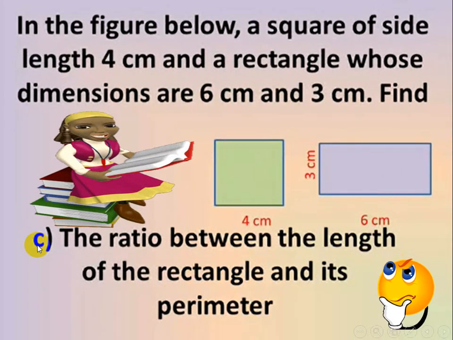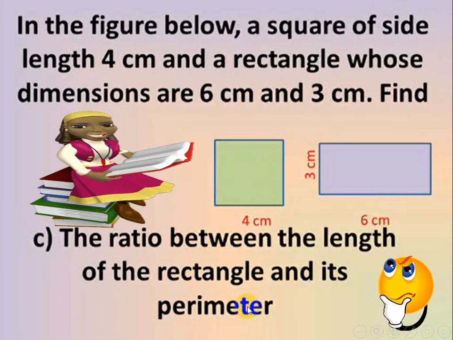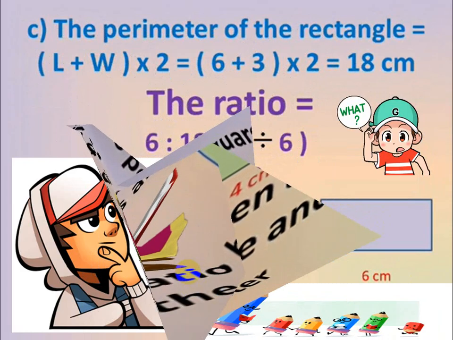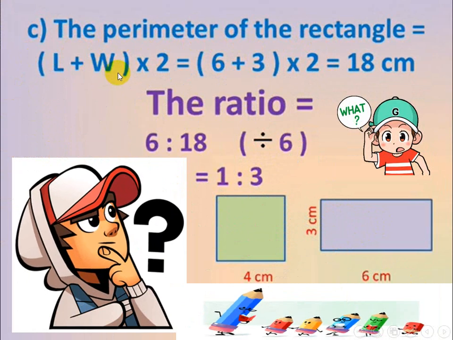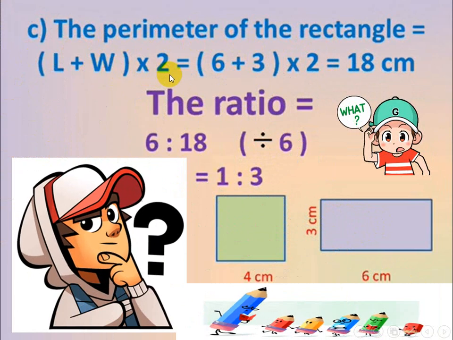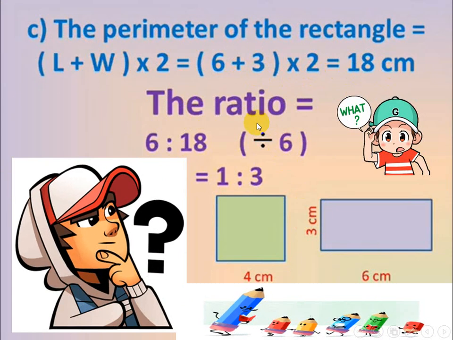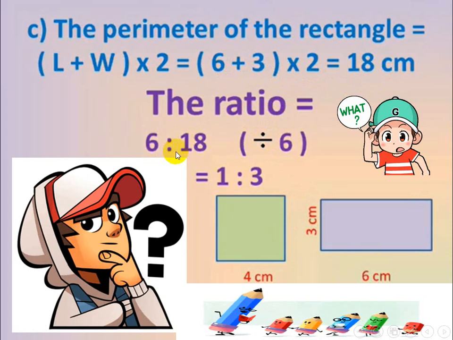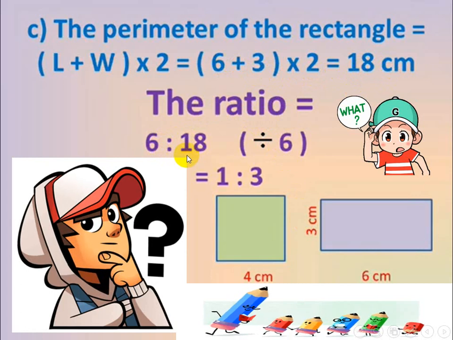Question C. The ratio between the length of the rectangle and its perimeter. You know perimeter of rectangle equals length plus width, all times 2. Substitute 6 plus 3, all times 2 equals 18 centimeter. So the ratio will be 6:18.